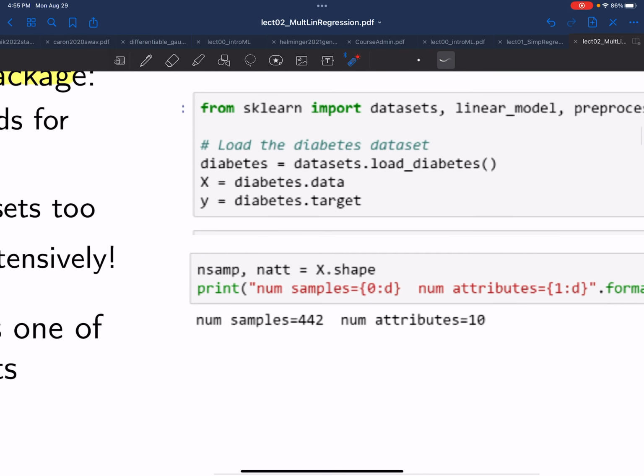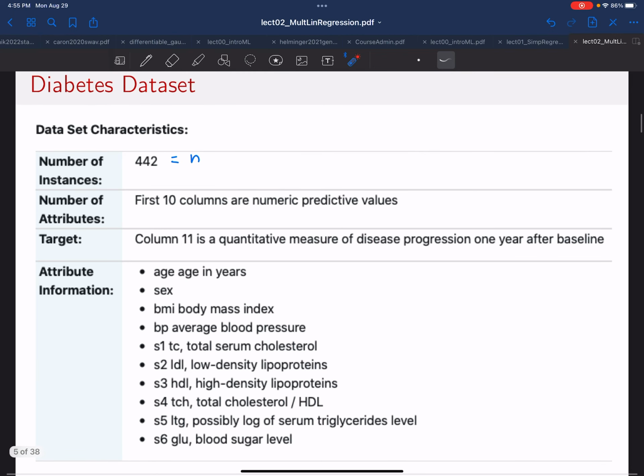But if you want to examine the size of this quantity in NumPy, you do .shape, and that will return the number of rows, which is 442, and the number of columns, which is 10. And if you remember, that matches this: 442 rows, 10 columns.